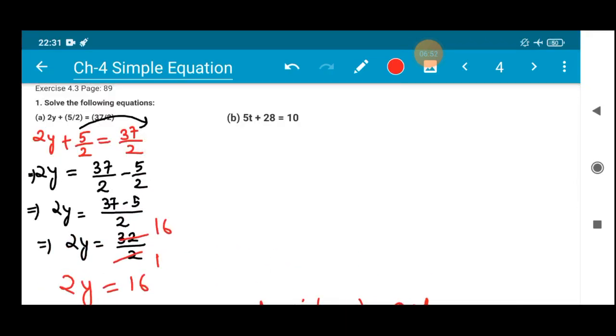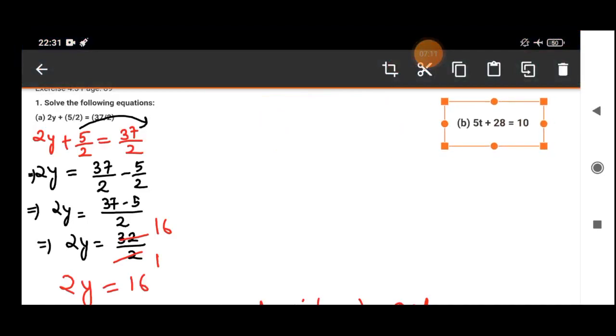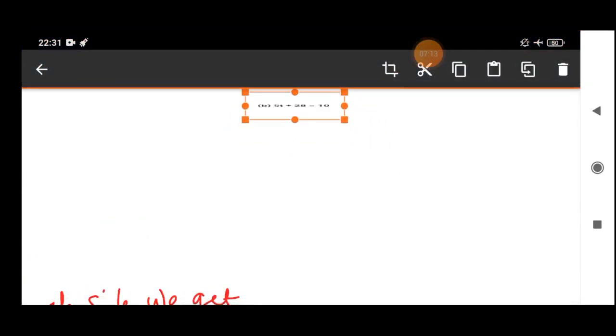So the question is very easy. The only new thing we have learned here is transposing the number. Whenever you are transposing the number, you have to be very careful about what sign is there. Whatever the sign is, the sign is going to get changed when the transposition is done. All right, very simple, very easy. I hope the concept is clear to you all.